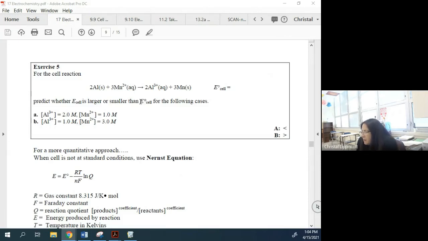Remember that for E naught the temperature is 298. It's a 1 molar solution. So down here, we're going to change the molarity of these solutions. And it is 1 atmosphere pressure, okay, which is typical pressure at sea level.